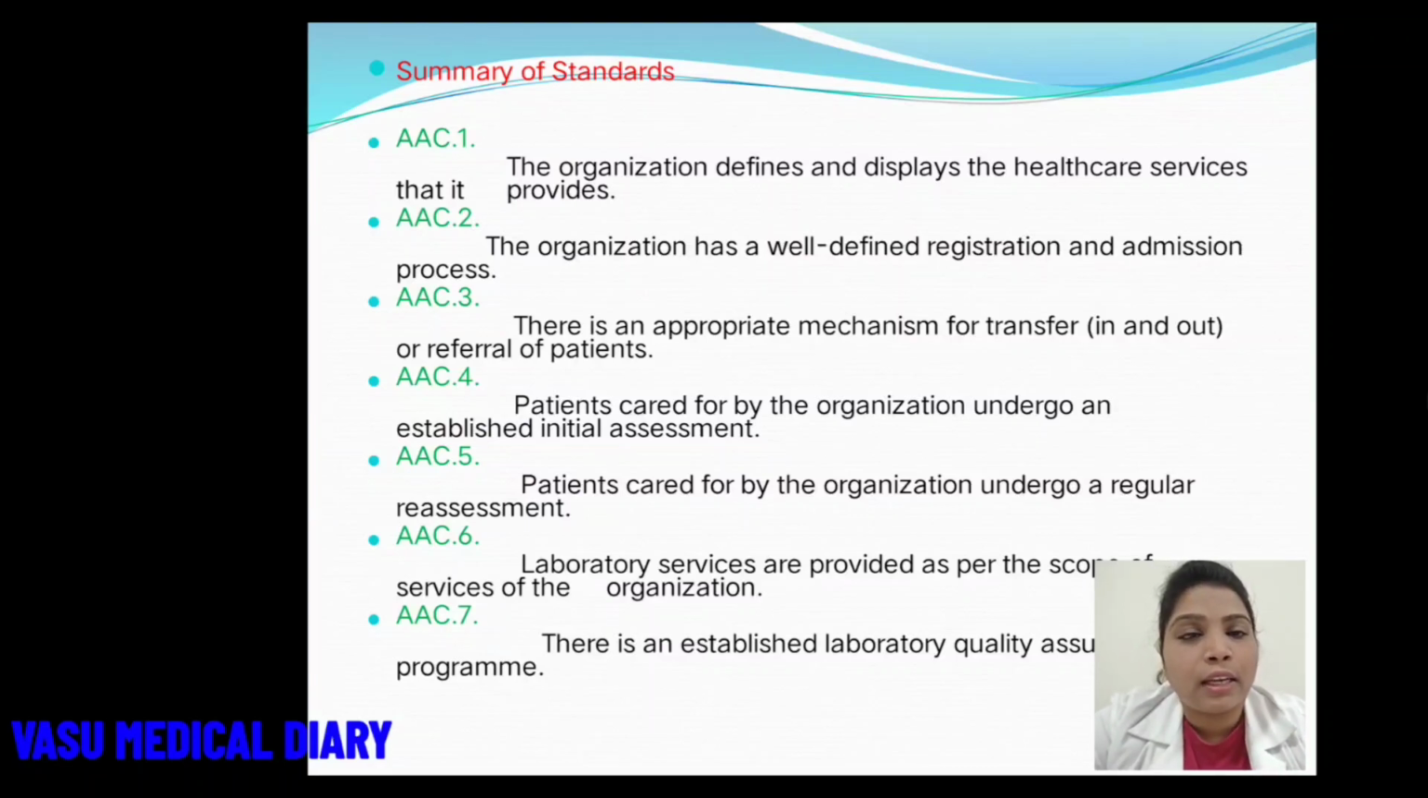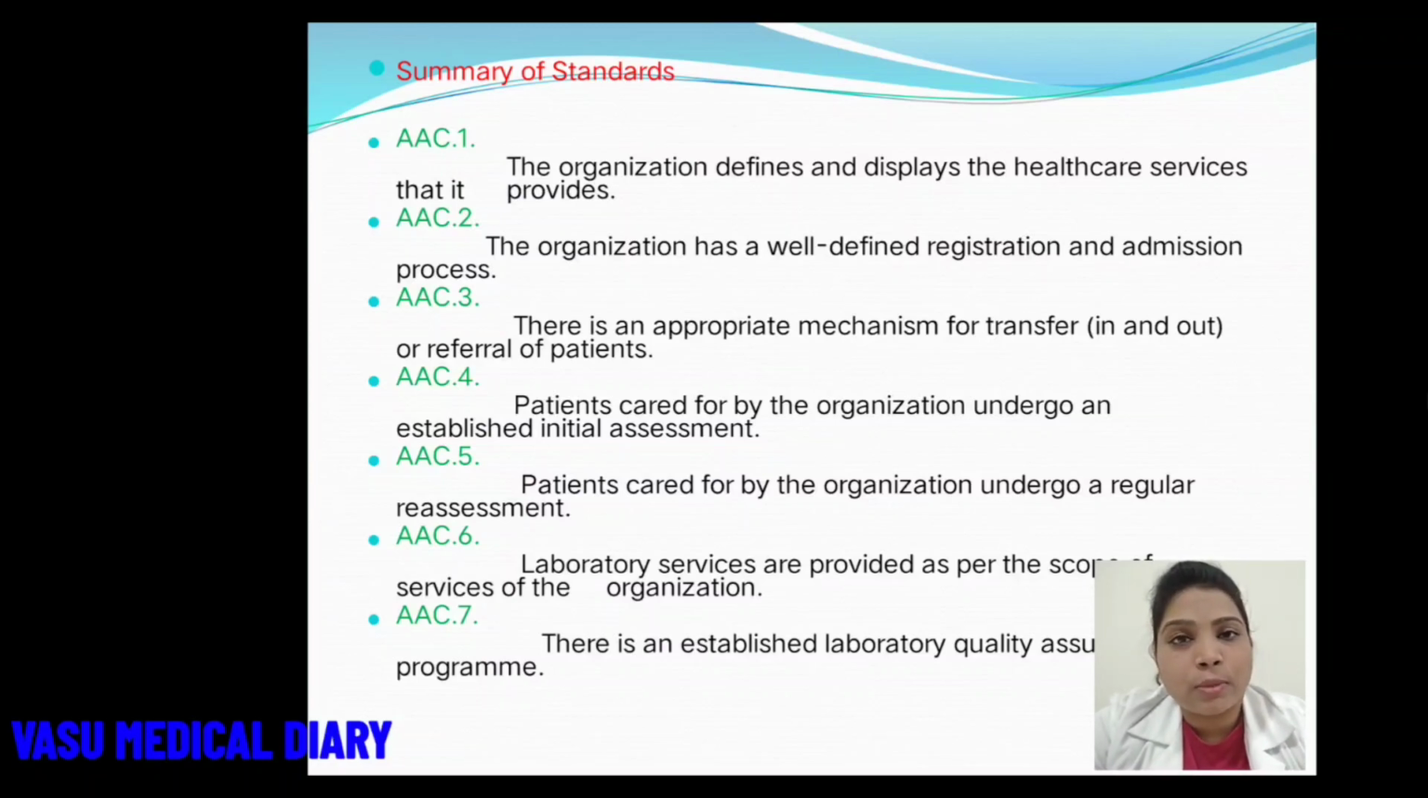Then AAC 6 is that laboratory services are provided as per the scope of the organization. In your hospital, whatever the scope is, you should have the services available in the lab in alignment with that scope. If you have general medicine, you should have at least biochemistry, random blood sugar and those things. Your lab services should match your scope of services. And then there is an established lab quality assurance program, for example, external quality assurance.